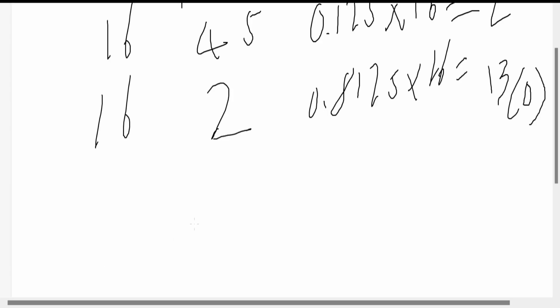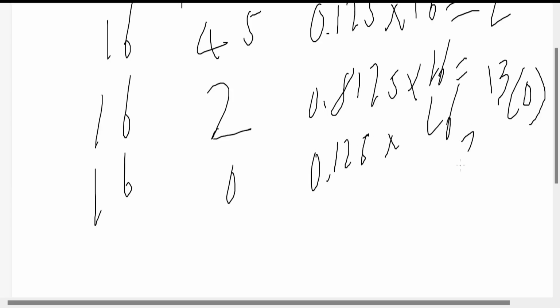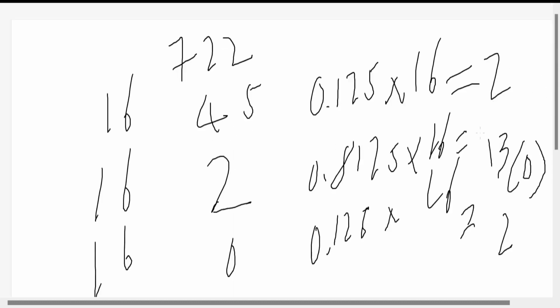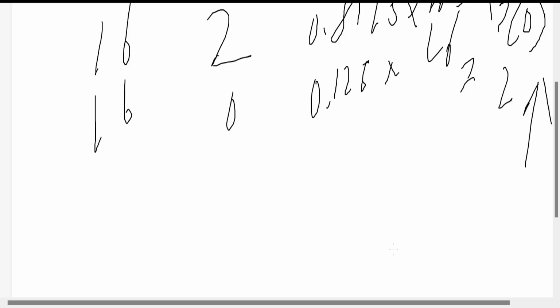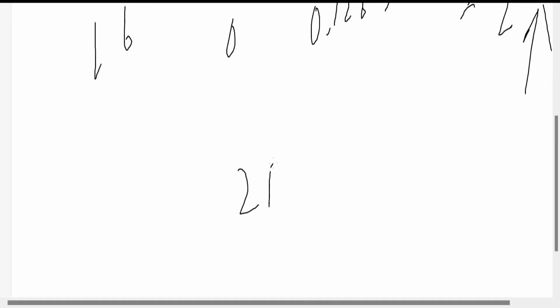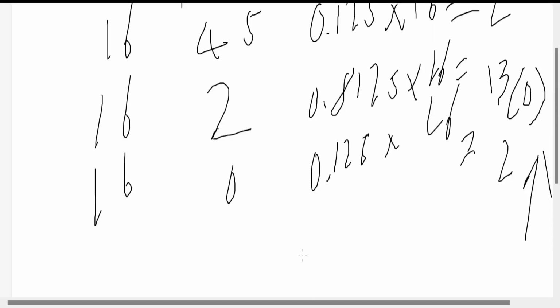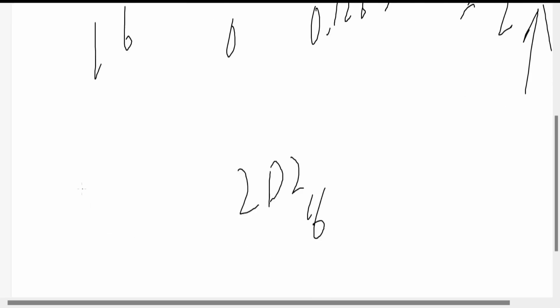Okay, so then you have 2 divided by 16, you get 0.125 times 16, which we already know is 2 up here. Then you read from the bottom way up, and you say this is 2D2. So you write down here to indicate this is hexadecimal. So 722 decimal is equal to 2D2 in base 16, or hexadecimal. So that's how you convert decimal into hexadecimal.